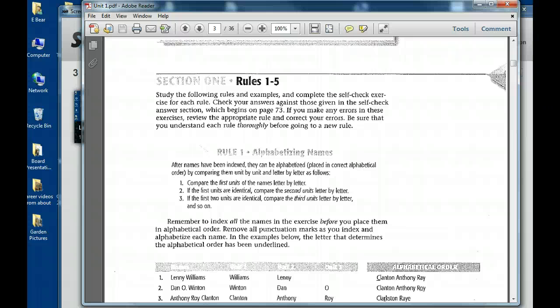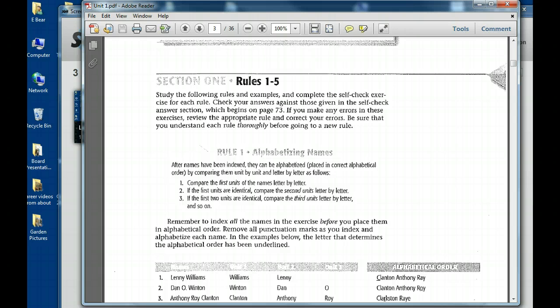Filing Made Easy, Unit 1, Section 1, Rules 1 through 5. Rule number 1, alphabetizing names. After names have been indexed, they can be alphabetized. Alphabetized means placed in correct alphabetical order.